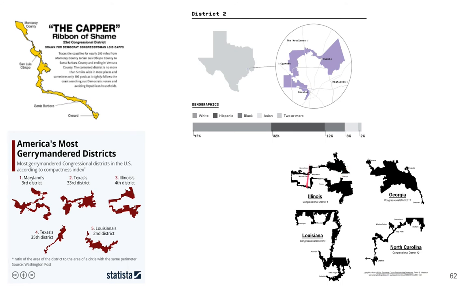So you've got like Illinois's fourth, Louisiana's fourth, North Carolina's 12th. These could all be examples. North Carolina could be an example of packing. Louisiana could be an example, and Illinois could be packing. The capper, California's 23rd. This is an old district. It's been redrawn, but you can see it's just coast. It's going from Monterey to San Luis Obispo to Santa Barbara all the way down to Oxnard, but it's just coastal Democrats. So that would be, I would think, an example of packing, where you're putting the people over here, Republican. So you got this little ribbon of Democratic voters.